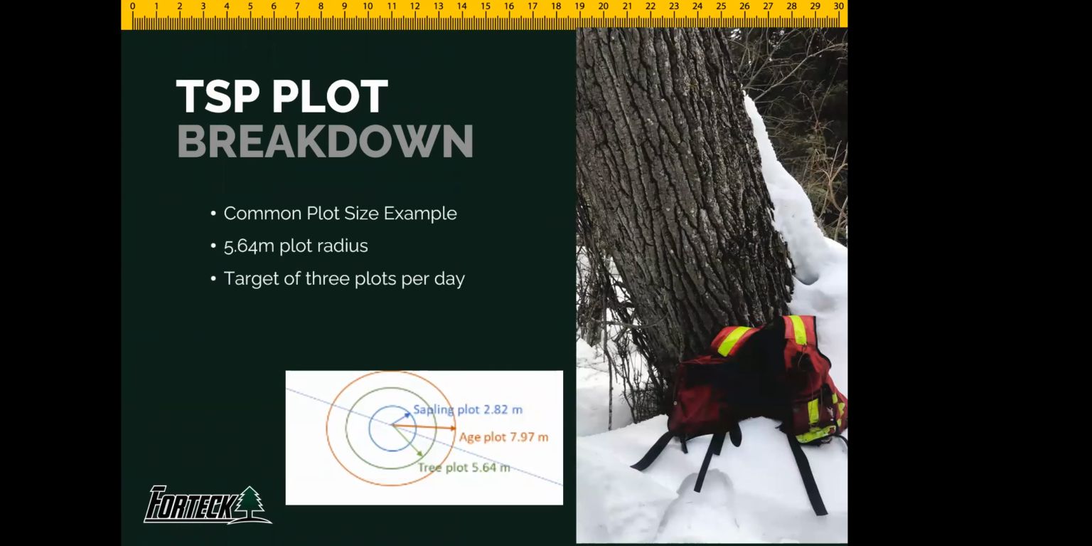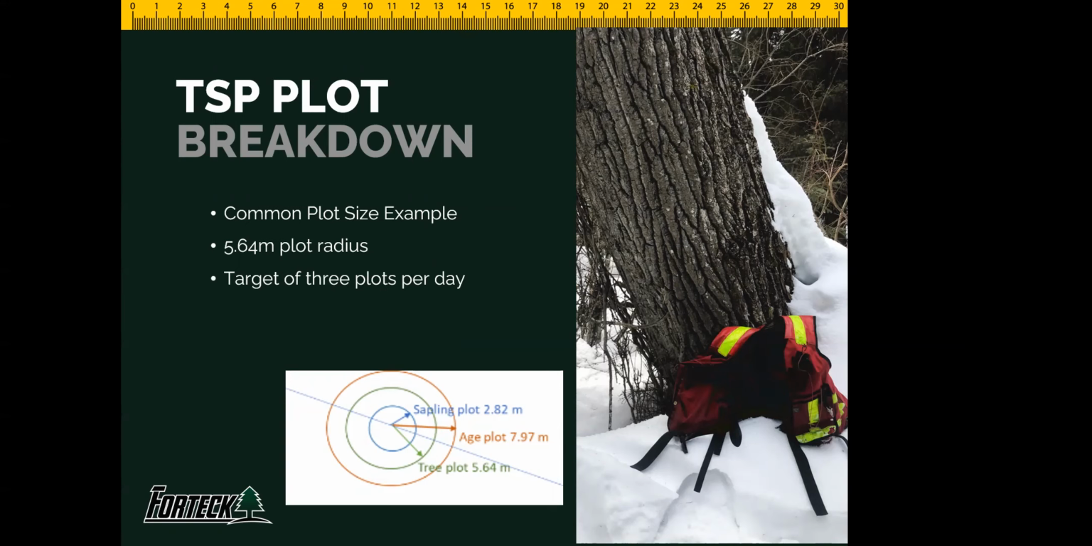So, temporary sample plot breakdown. A common plot size example would be a 5.64 meter plot radius. When our crews are completing temporary sample plots, they typically try to target 3 plots per day. Oftentimes, production of plots completed per day will depend on the location they're working, whether they're truck accessible, ATV accessible or snowmobile accessible, whether they have to walk a distance, and quite commonly how far the plots are from each other.